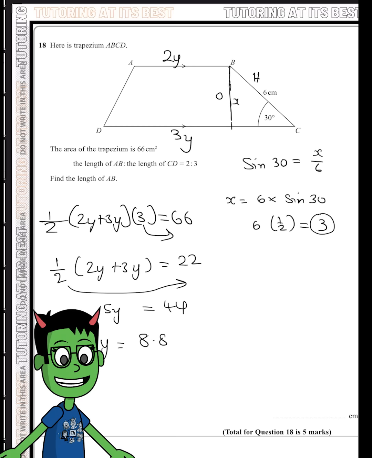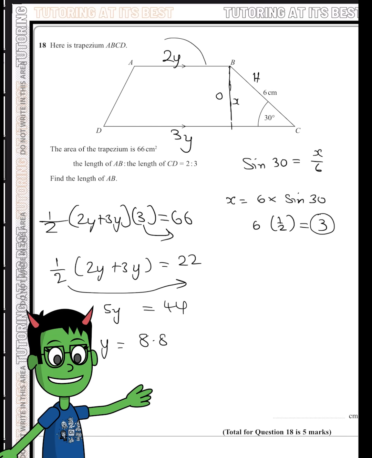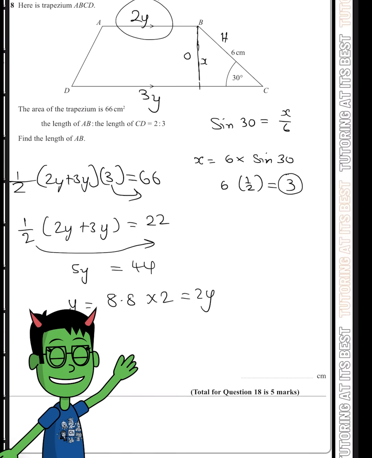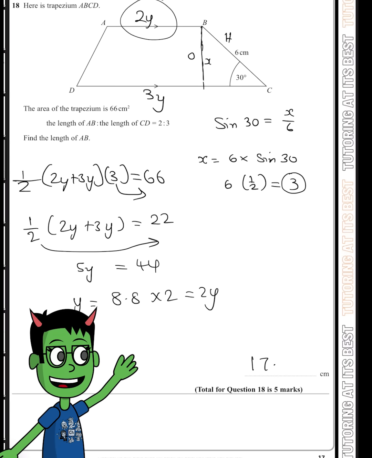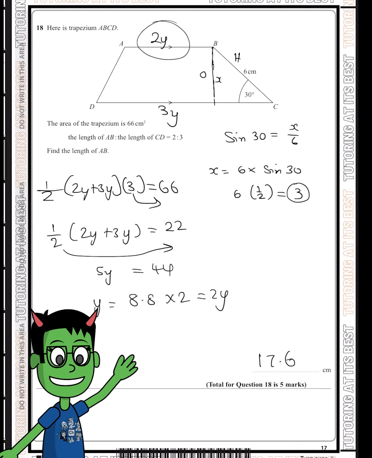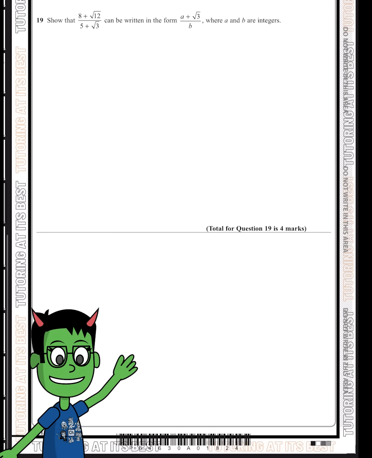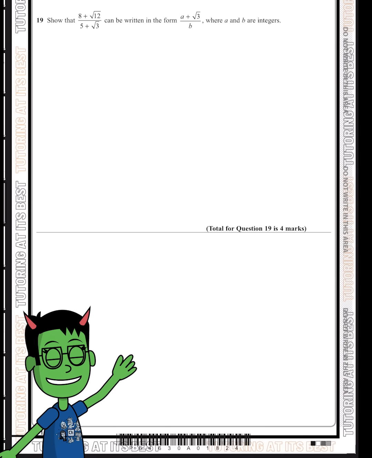So now if we calculate the length of AB, which is 2y, we just have that times by 2, and that's 17.6 centimeters. Marvelous work. And that's 5 marks in the bag. Beautiful. Okay, we're almost done now, guys. So let's keep it up. Let's go for question 19.